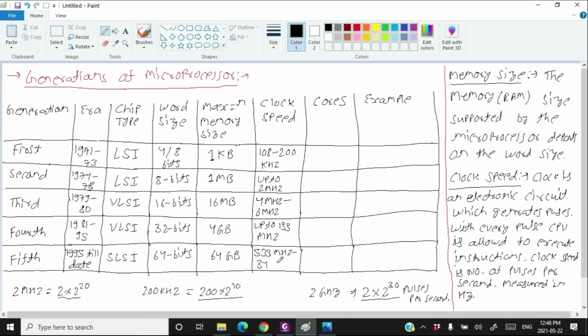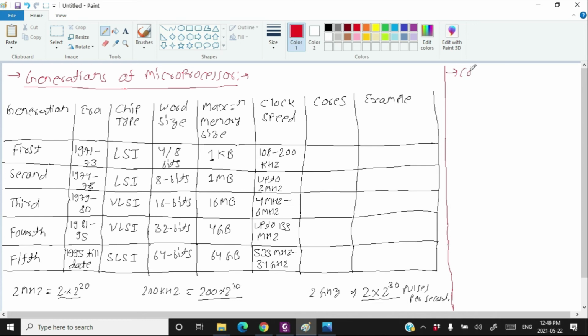34 gigahertz of clock rate means 34 into 2 to the power 30 clock pulses per second. Coming to number of cores: cores in a microprocessor.